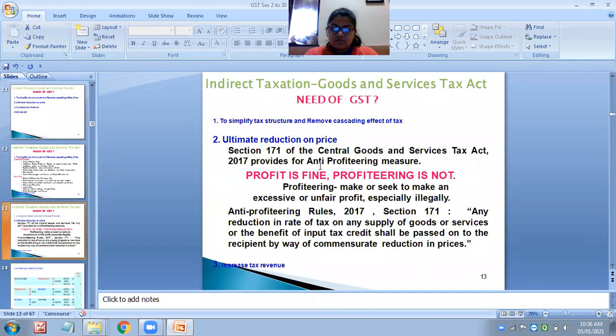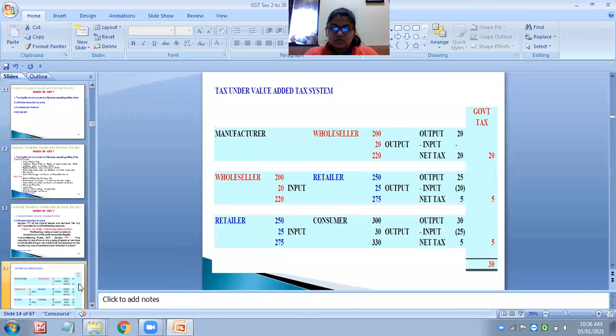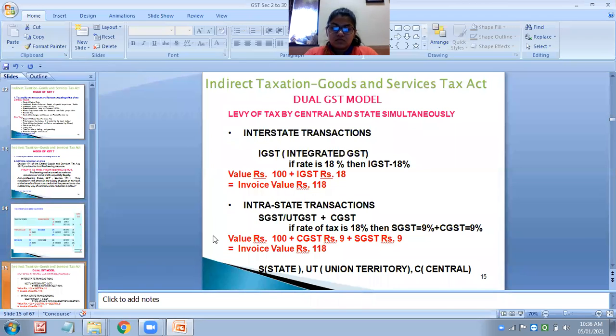So it is simplifying the tax structure. It is also removing the cascading effect. So these are all several benefits of GST. I have given you the example over here. There are three types of taxation as far as GST is concerned. One is IGST, which is integrated, when you are making the transaction between states, and the others are CGST, SGST or UTGST when you are selling within the state.